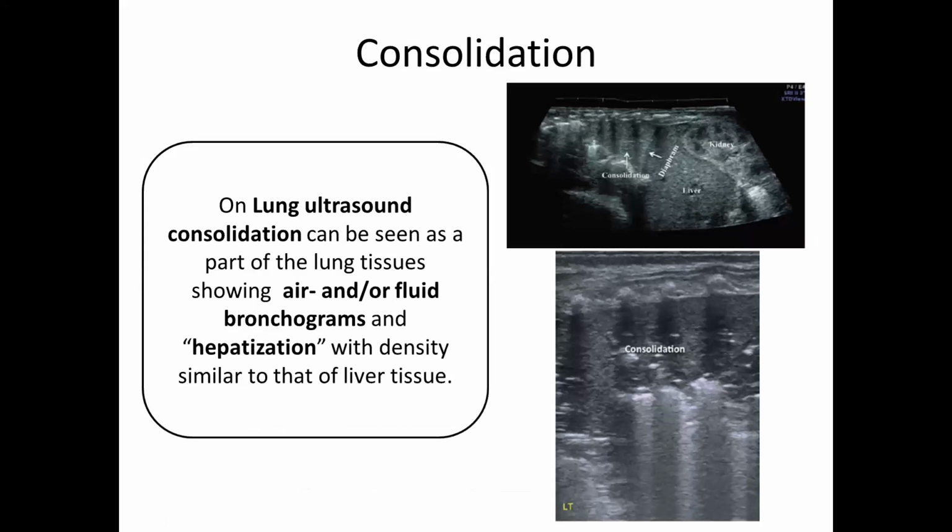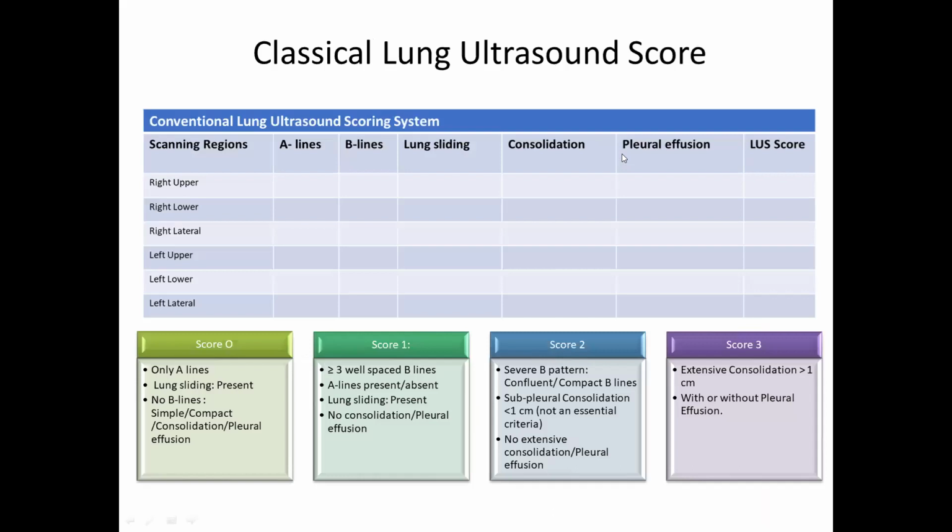And consolidation is seen on lung ultrasound like a liver consistency, as you can see here. The classical lung ultrasound score can be written in this way: the A lines, B lines, lung sliding, consolidation, pleural effusion, whichever is present in the right upper, lower, right lateral, or left upper, lower, and left lateral regions, we have to write the score.